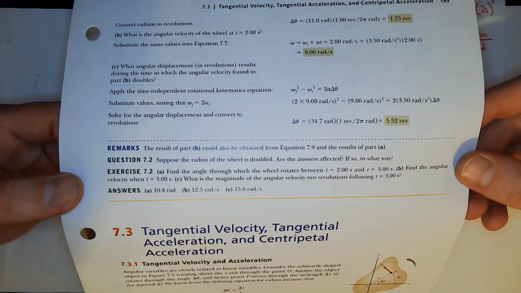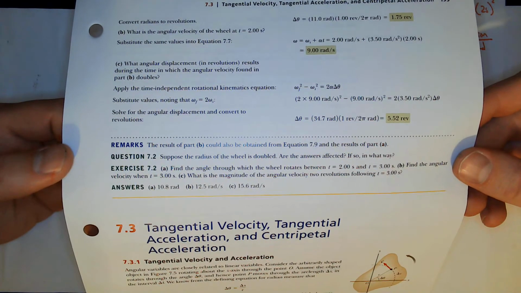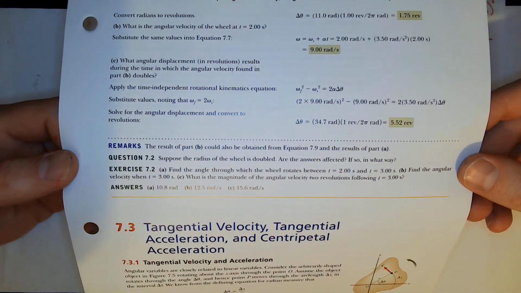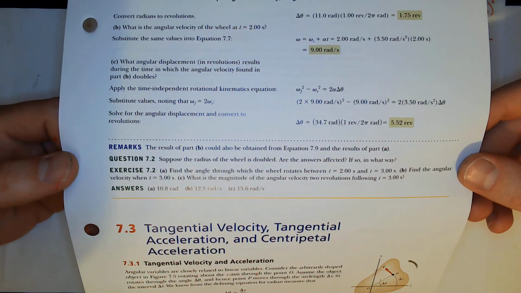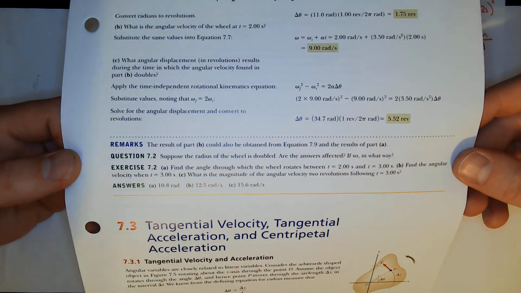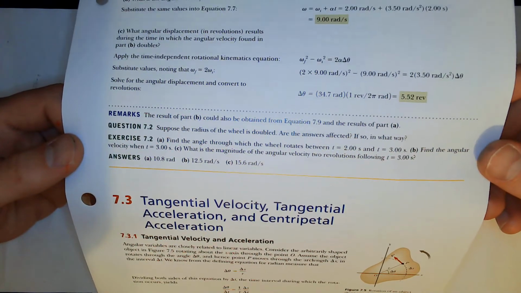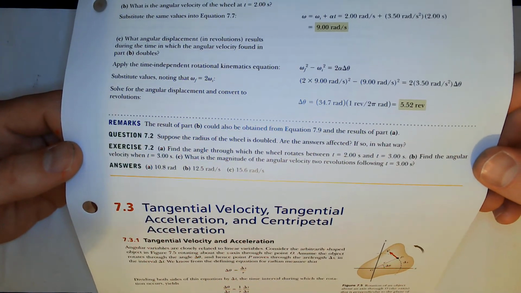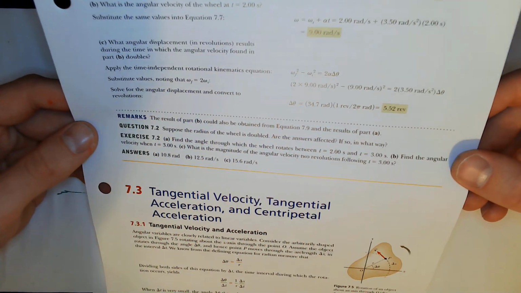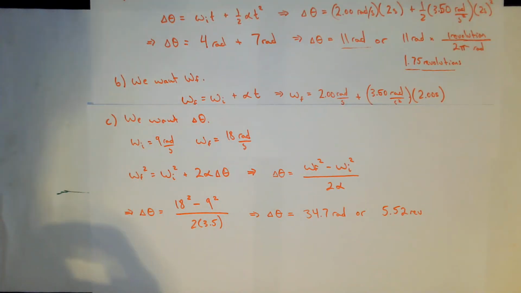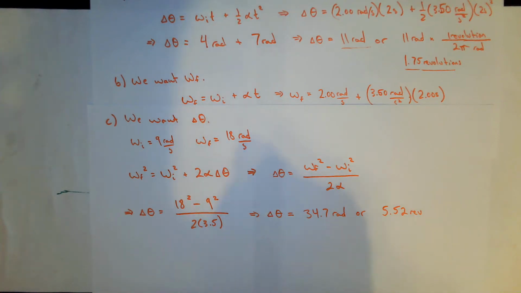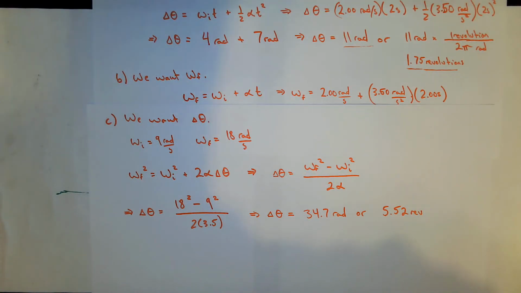For calculating arc length, radius very much matters, but not for angular displacement, velocity, acceleration. Exercise 7.2. I think this is just more kinematic stuff. Find the angle. Pause. Yeah, that was just some more small follow-up calculation problems. I don't think they're really necessary.